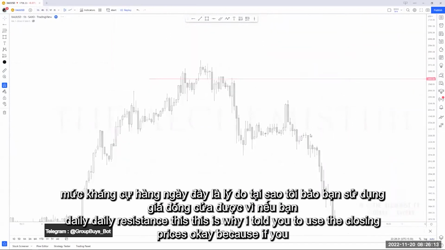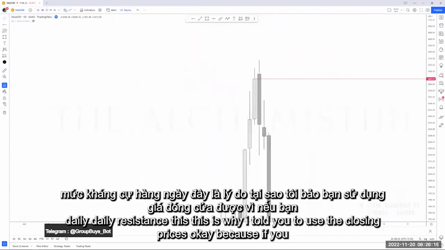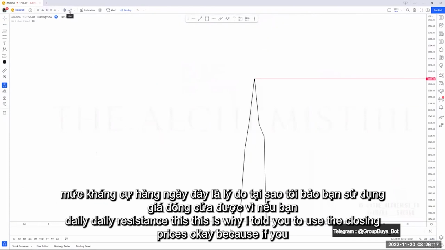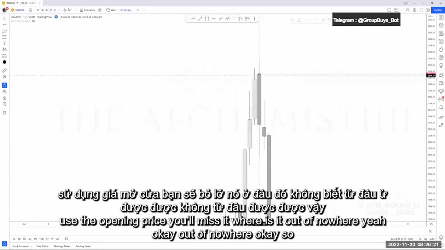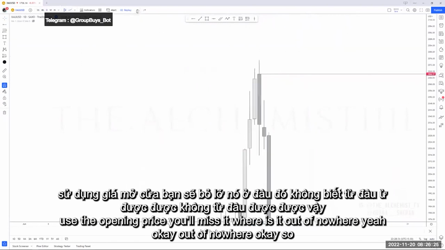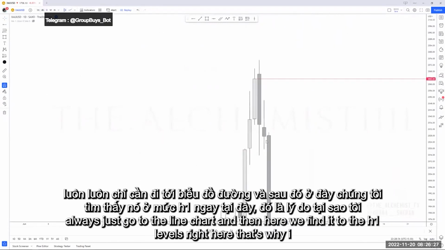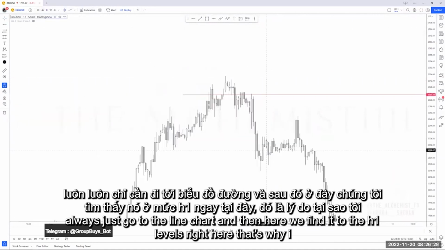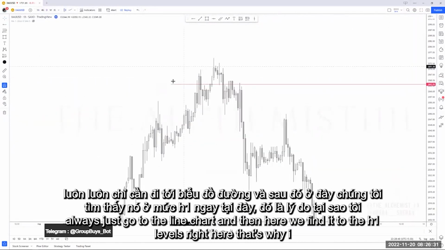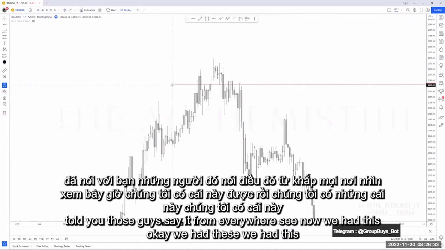Daily, we had a daily zone. See, a daily resistance. This is why I told you to use the closing prices, because if you use the opening price, you'll miss it out of nowhere. So always just go to the line chart, and then he refined it to the H1 levels right here. That's why I told you those guys sell from everywhere.